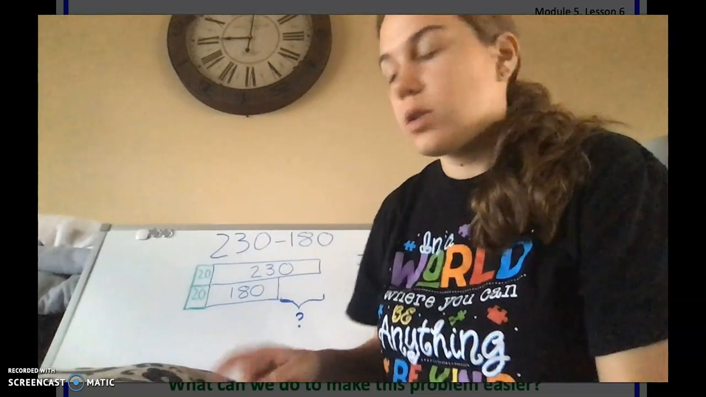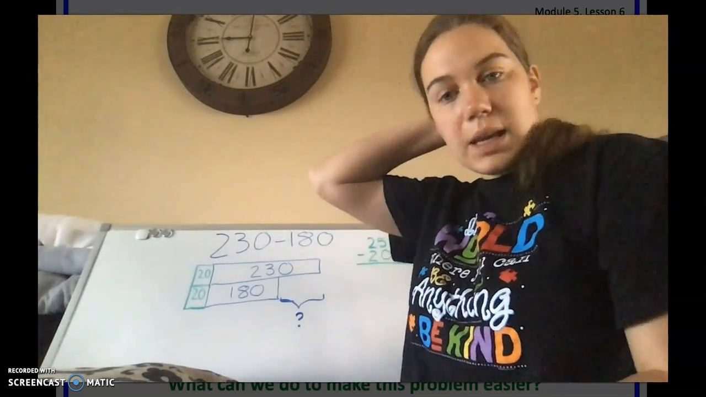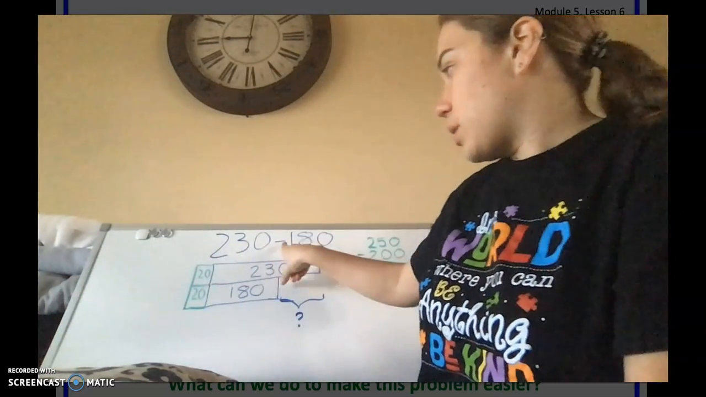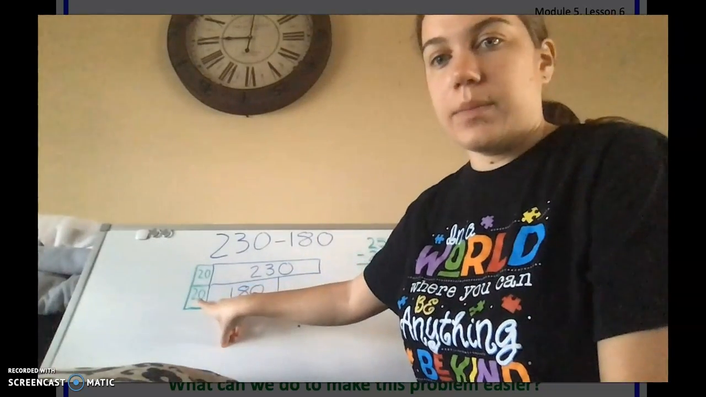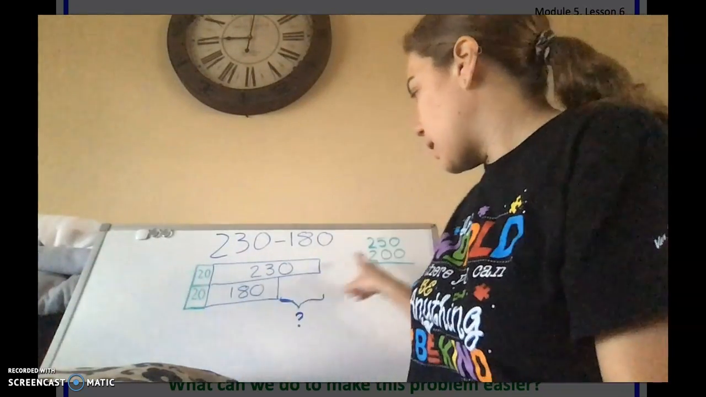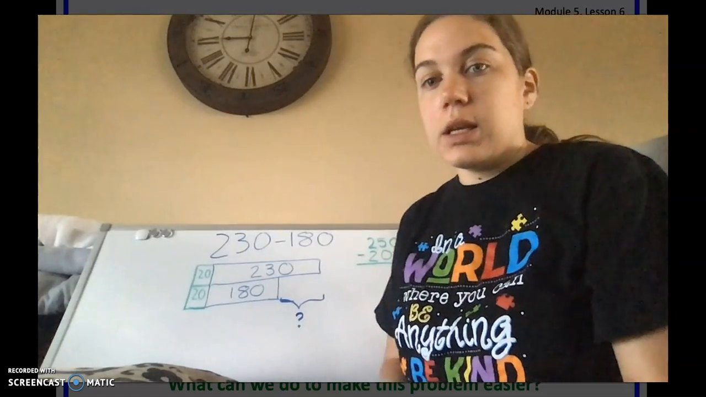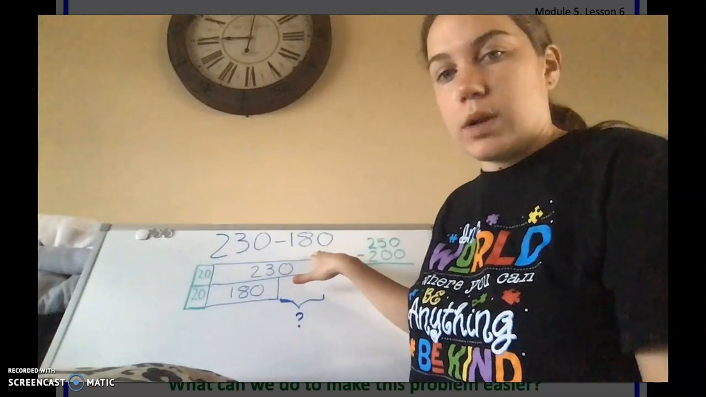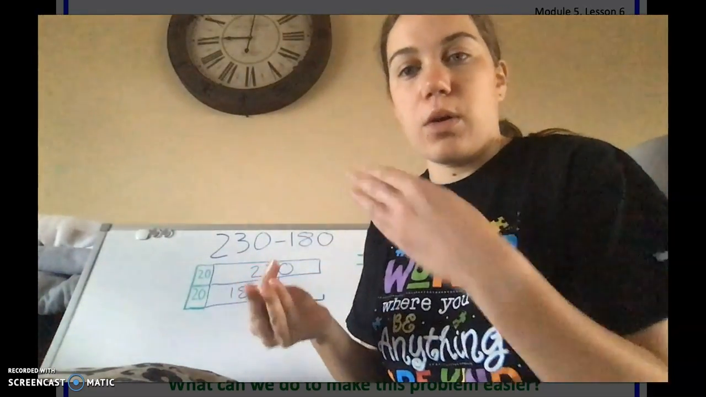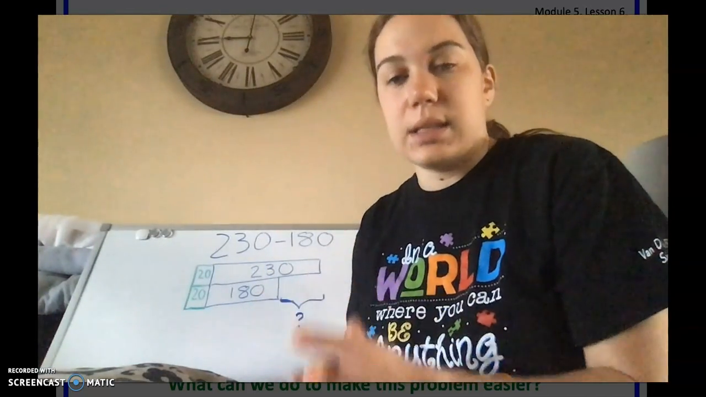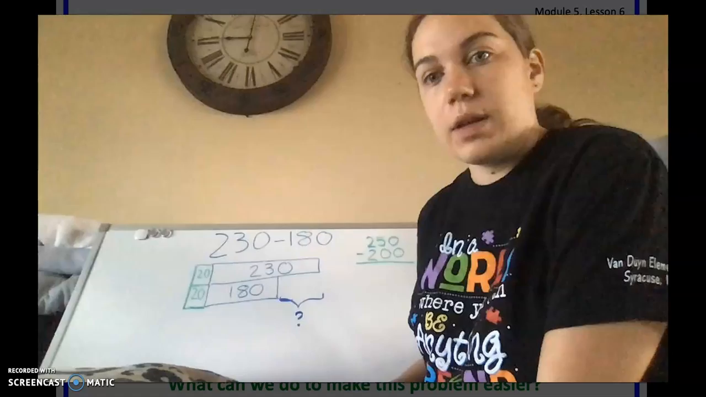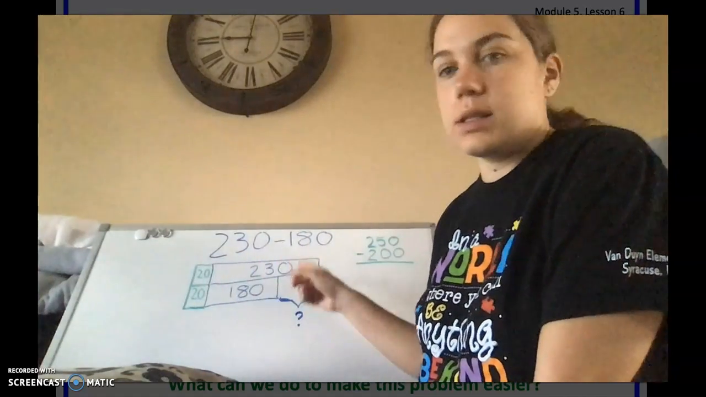now they showed us 250 minus 200. And to get from 230 to 250, you have to add 20. And to get from 180 to 200, you have to add 20. So I added 20 to both, and now I have 250 minus 200. So whatever you did to one side, the 230, you also have to do to the 180. Whatever you do to one number, you also have to do to the other, so that it's still the same problem. And now 250 minus 200 is a lot easier to solve than 230 minus 180.